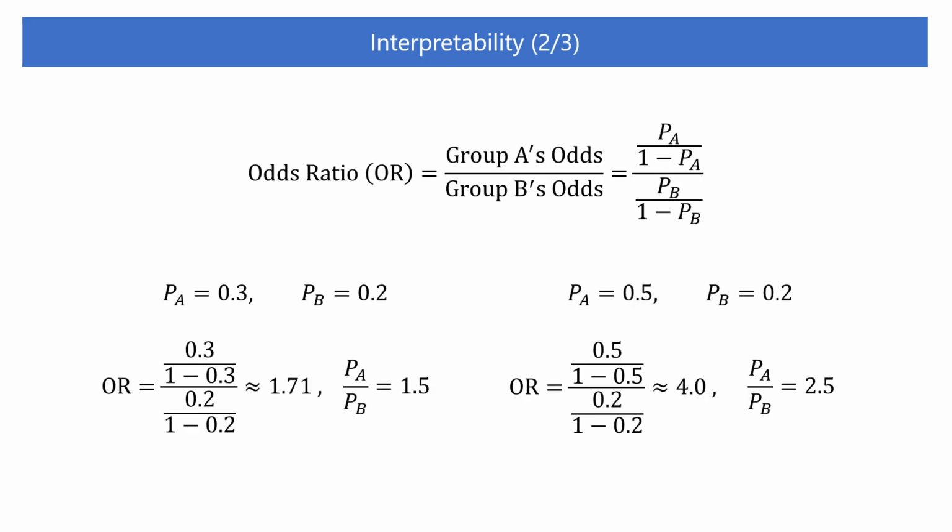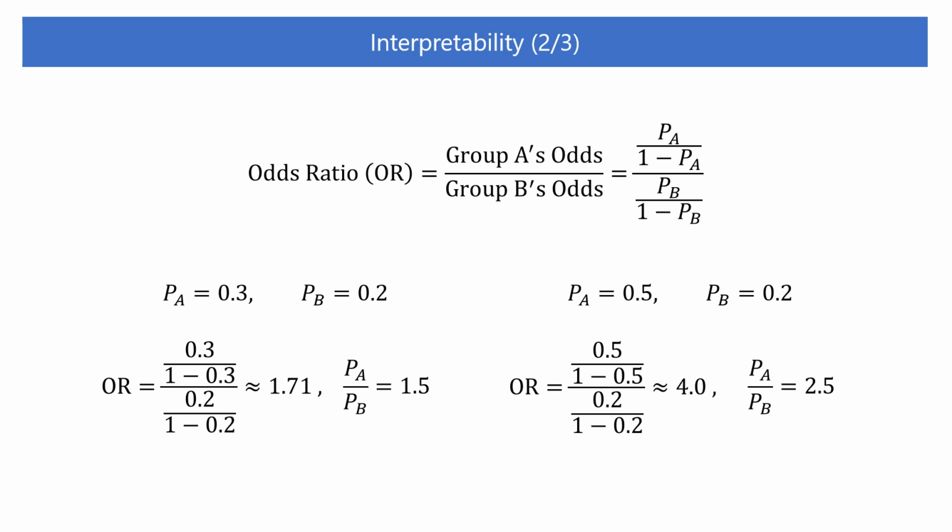Let me elaborate on the relationship between coefficients and odds ratios. First, let's discuss odds ratio. The odds ratio is a statistic that indicates the ratio of the odds of an event occurring between two groups. The odds ratio can be expressed by this formula for the odds of group A and group B, respectively.